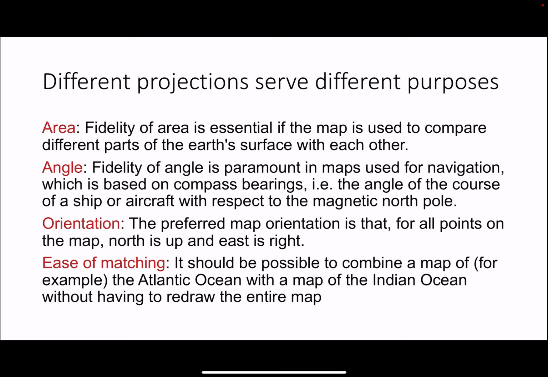And then orientation. This one's pretty important. It's not always, but you rarely see maps where the orientation has been completely skewed. And what that means is essentially that, as you go up the map, you're going north. As you go to the left of the map, you're going west. And then ease of matching. If you have a map of the Atlantic Ocean in one projection and a map of the Indian Ocean in another projection, you can't put those two together without redrawing the entire map. And so that sometimes is also not super useful.